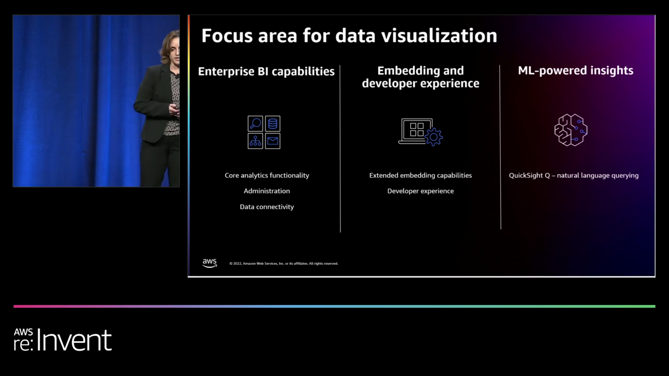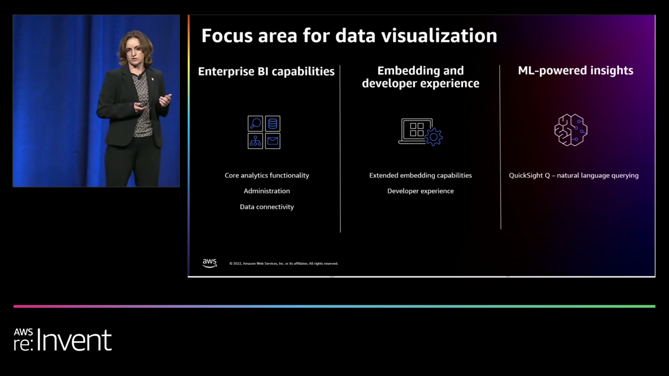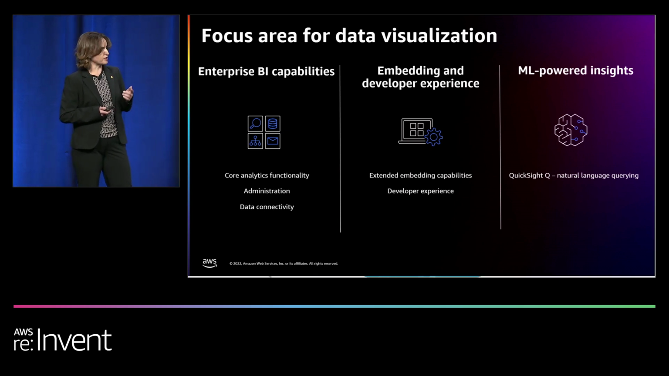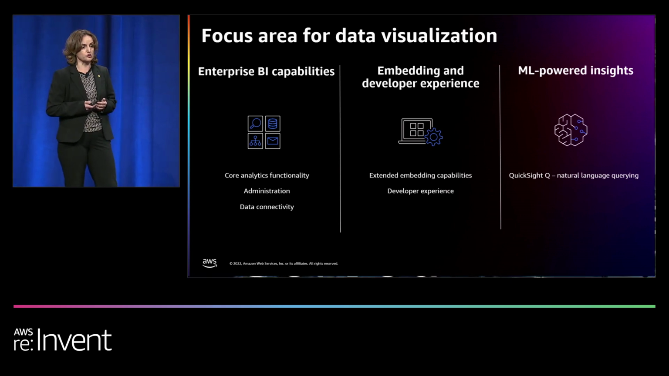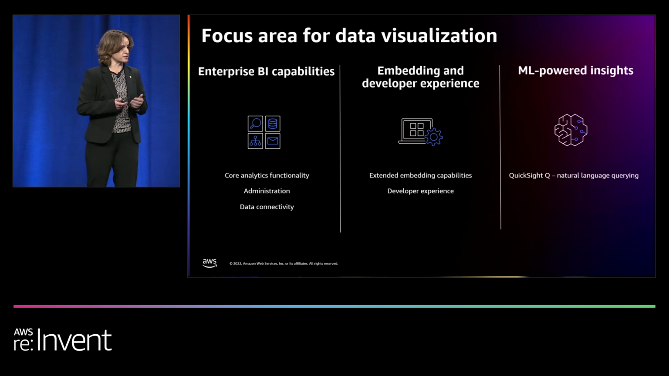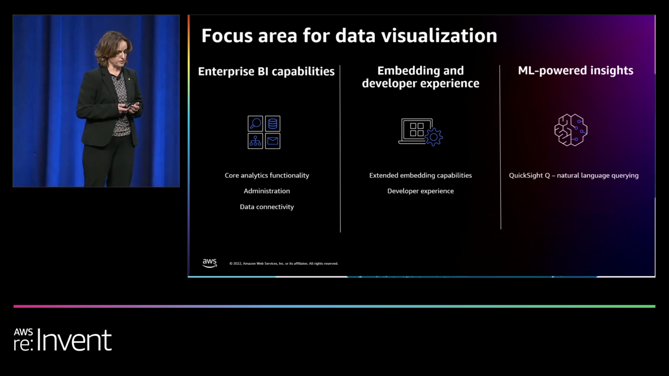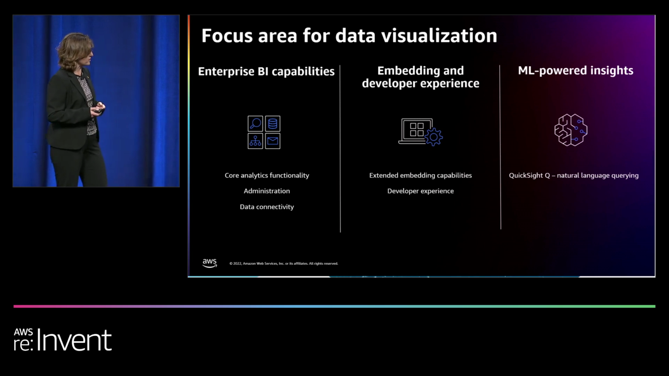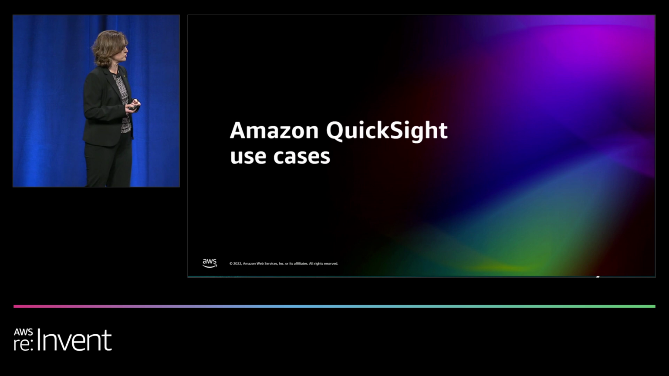For the second, add more extended embedded capabilities and improve developer experience. And the last one is machine learning powered insights for Amazon QuickSight Q: enrich user experience, add more administration capabilities, and region expansion. So this is the focus area for data visualization. And next, let's talk about Amazon QuickSight use cases.